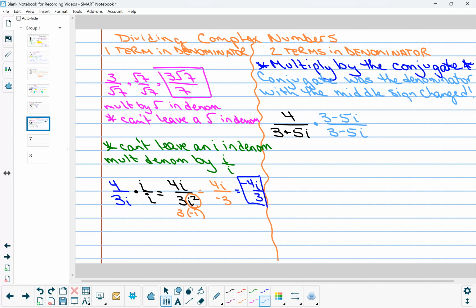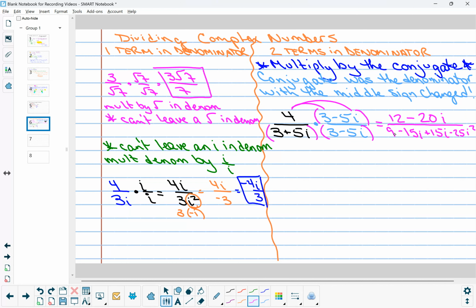And we're going to multiply that out. Also remember, in the last section I said to put parentheses around anything with more than one term. So we're going to do that here. We're going to distribute here. So we get 12 minus 20i over, okay, 3 times 3 is 9. We get a minus 15i plus 15i, and then minus 25i squared.